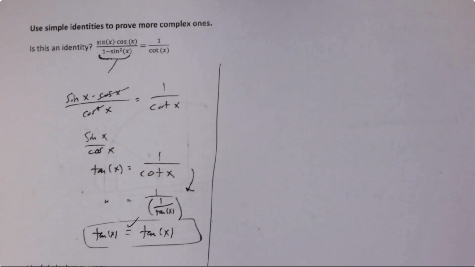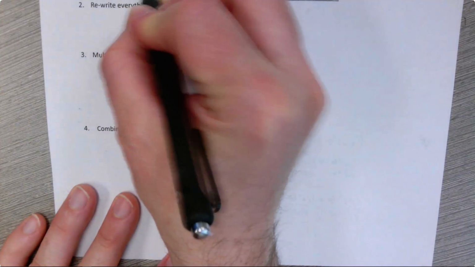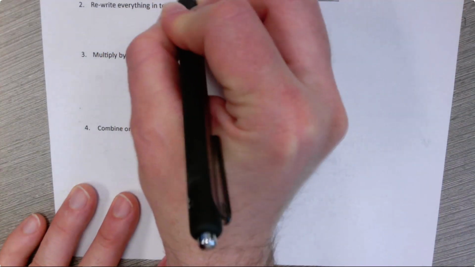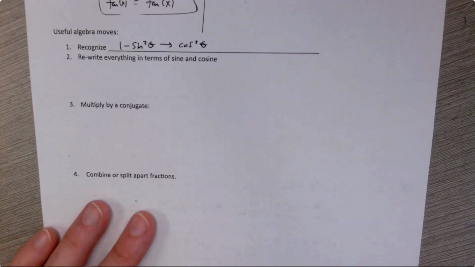But that's the kind of thing you're going to do: you'll make some substitutions, you'll do a little algebra until both sides are the same, and that verifies that it's always true no matter what. All right, here are some useful algebra moves. One you saw already was recognizing the 1 minus sine squared as being cosine squared, or the other one, 1 minus cosine squared is also sine squared. So that's going to be a really helpful move.